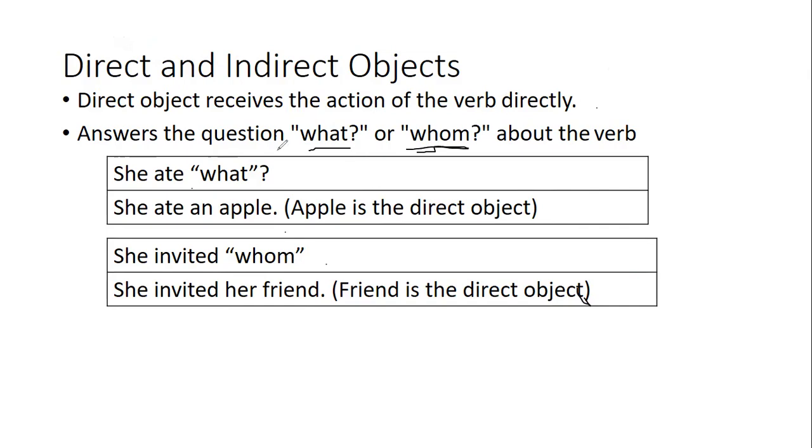Let's see. She ate what? Ate is our verb. What? Direct object. Let's find out what's the direct object. She ate an apple. So apple is the direct object. She invited whom? Ask the question. She invited her friend. The direct object. So just by asking the questions whom and what, you can find out the direct object in a statement.